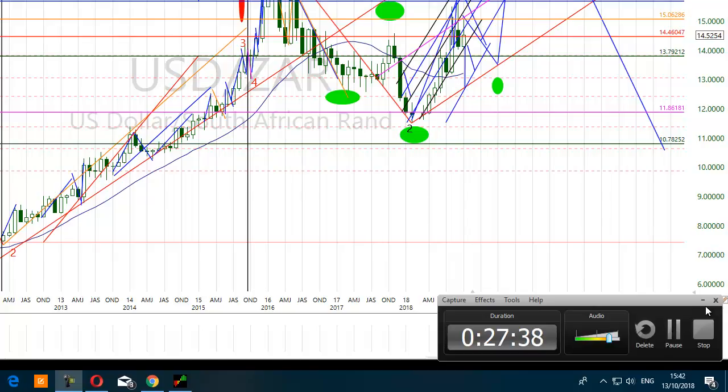So this will conclude our discussion today about Elliott wave strategies that reveal how to tame the dollar short African rand like a pawn.